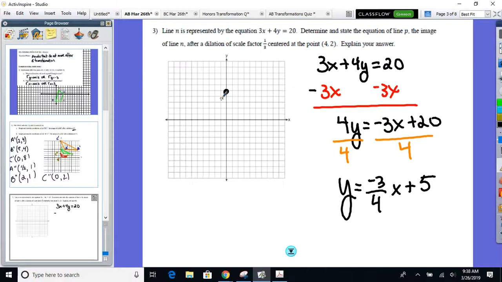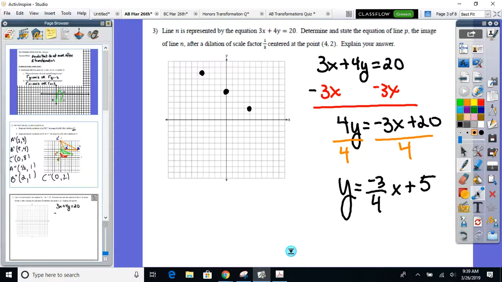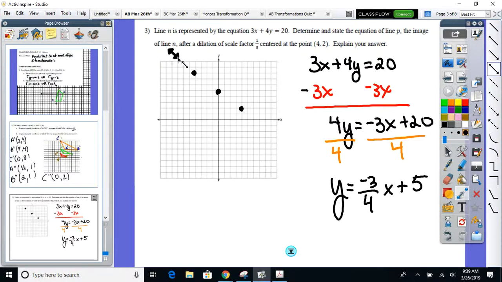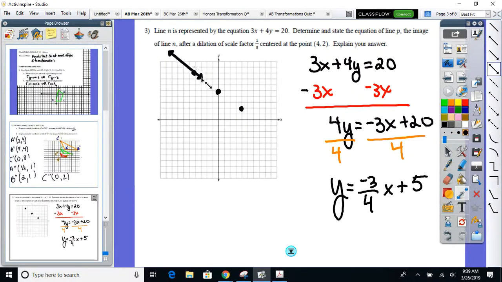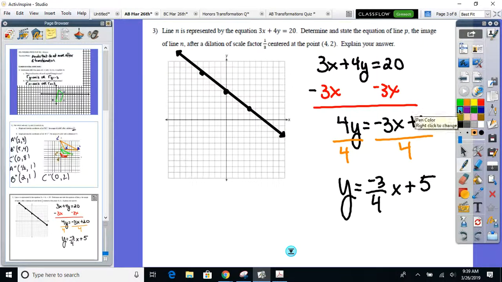What's the slope of this line? Down 3, right 4, or up 3, left 4. You make the call. Plot a bunch of points, grab that straight edge, and let's see this line. 1, 2, 3, 1, 2, 3, 4. 1, 2, 3. Okay, we all got the line there. Go ahead, finish it up.